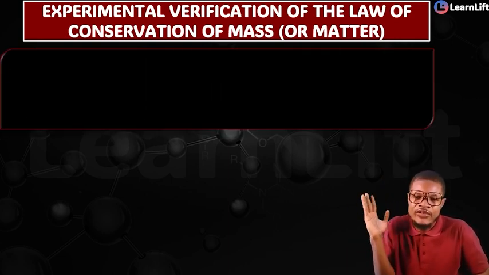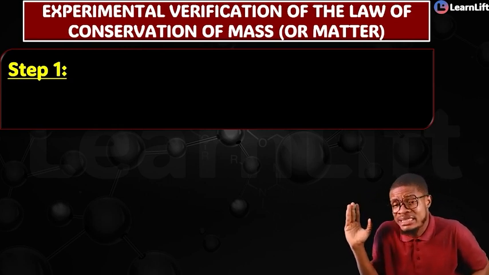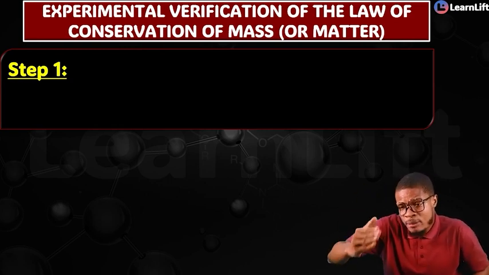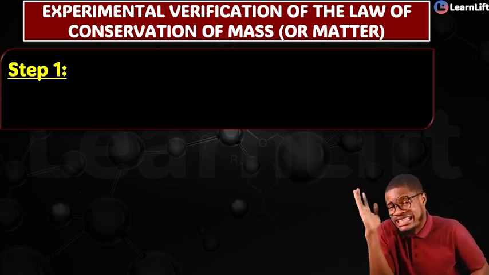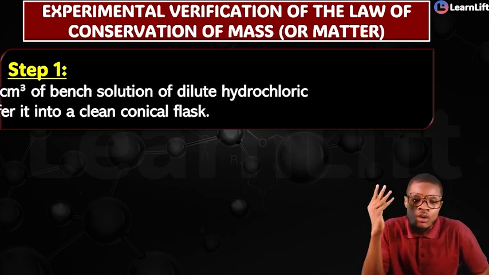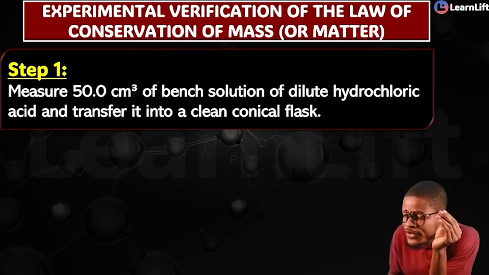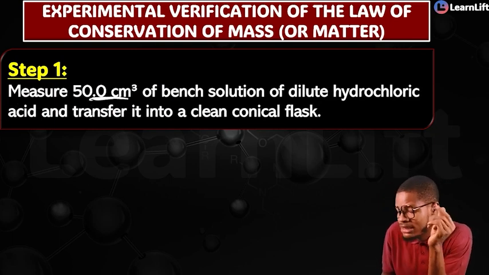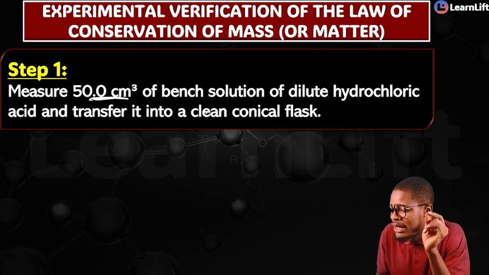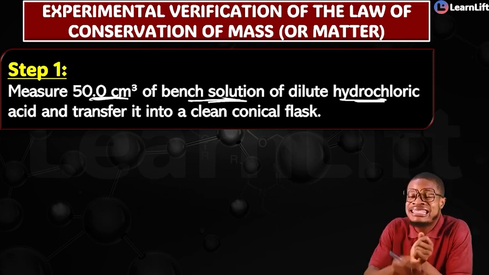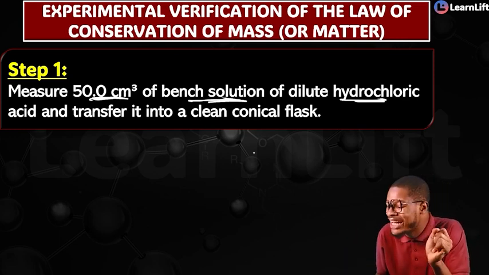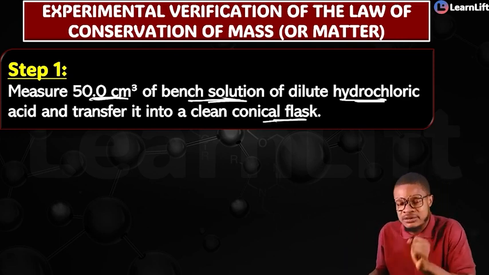Very simple. First and foremost, there are 5 steps. How many steps? 5. So I'm going to give all of them to you one after the other. In fact, you can run the practical yourself. Are you with me? Now, look at step 1. Measure 50 cm cube, that means volume, of bench solution of dilute HCl and transfer it into a clean conical flask.